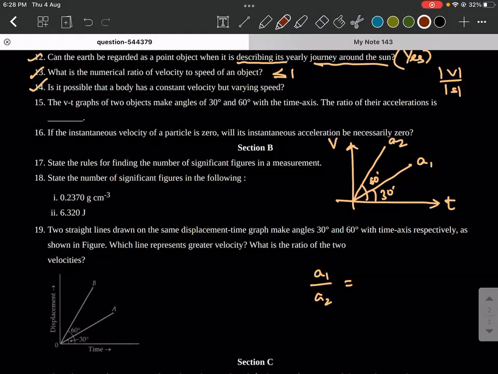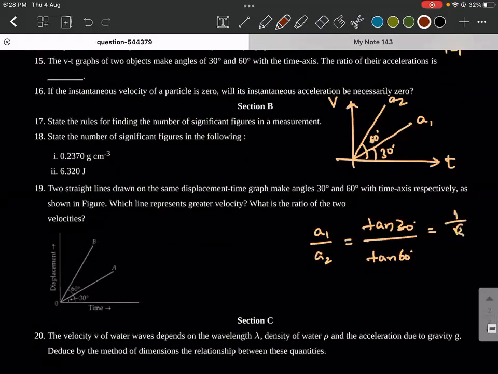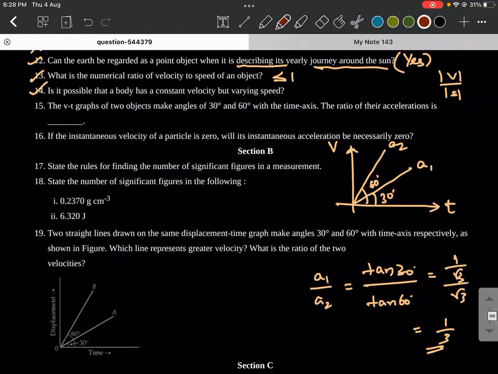Have you heard of slope? Yes or no? Slope is defined as tan theta, the tan of the angle made by the line with the x-axis. So it will be tan 30 divided by tan 60. Tan 30 is 1 by root 3. Tan 60 is root 3. 1 by root 3 into 1 by root 3 is 1 by 3. So A1 by A2 will be 1:3.